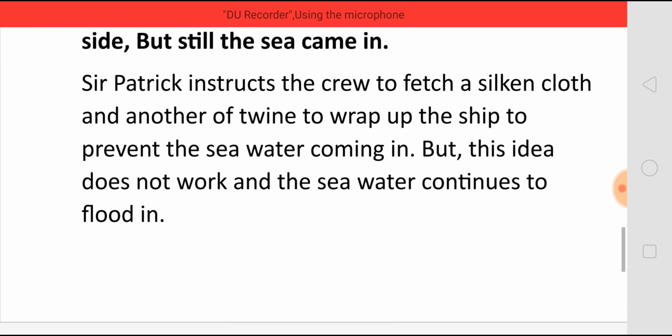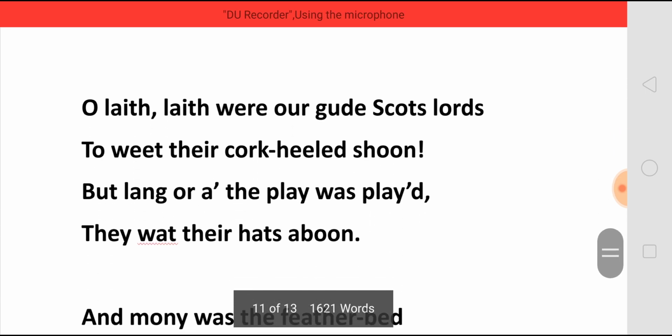Sir Patrick instructs the crew to fetch a silken cloth and another of twine to wrap up the ship to prevent the sea water coming in. But this idea does not work and the sea water continues to flood in.